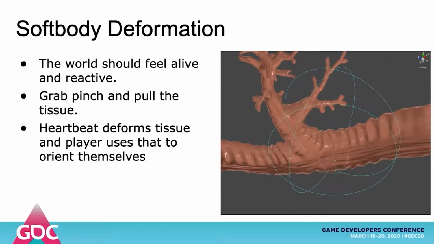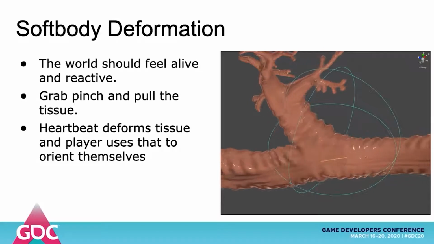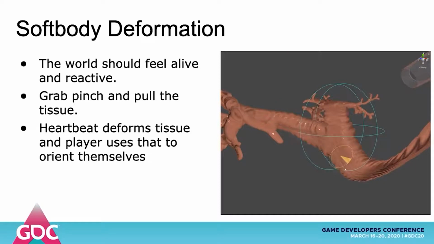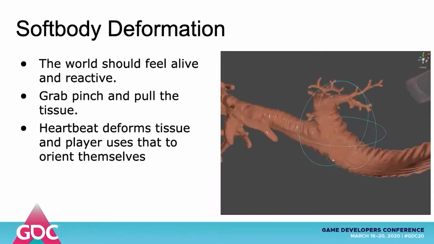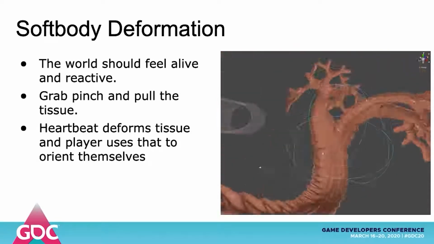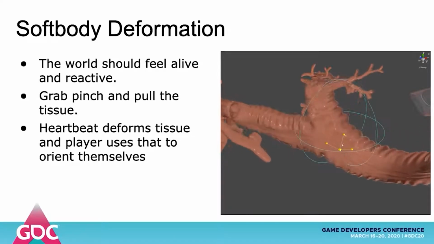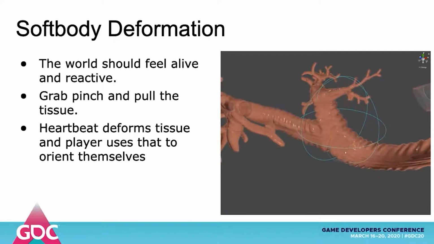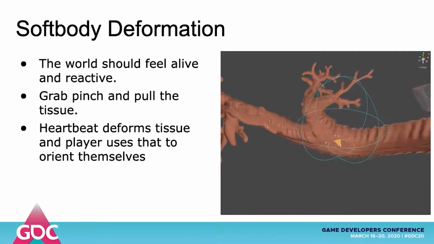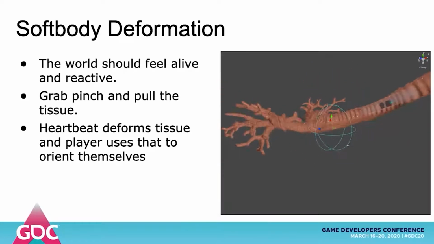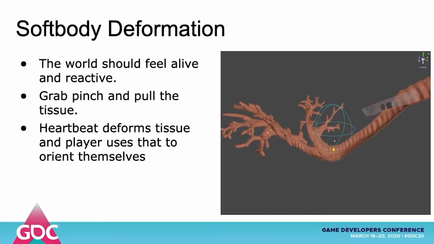So after fluid simulation, the next notoriously difficult thing to do in games is soft body physics. For tissue deformation, we really wanted to make the world feel alive and reactive. You should be able to grab, pinch, and pull the tissue in any location. And based on the interviews we had with our physician advisors, you can actually see the heart beat and deform the tissue more on the left side of the patient than the right, which becomes important when navigating. To accomplish all this, we decided to use a vertex shader.